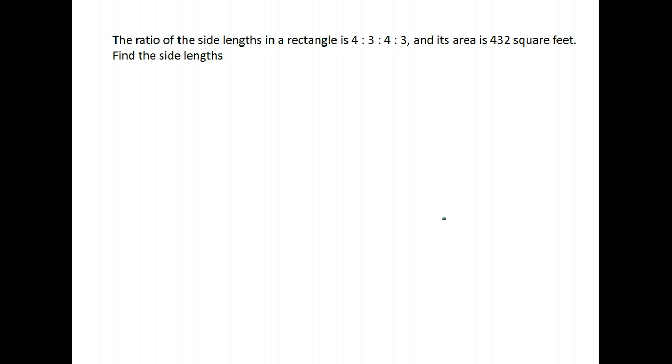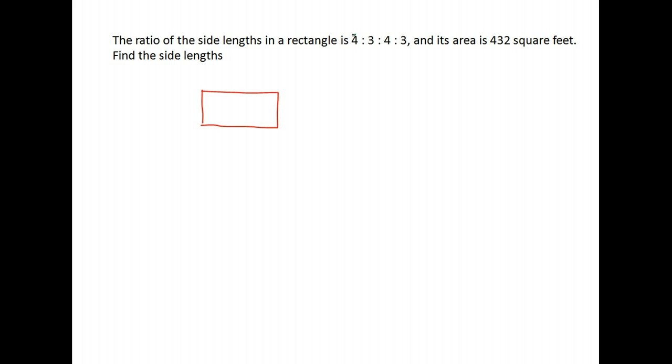Okay, this one is very similar. It's a rectangle instead, however. So let's take a look. The ratio of the side lengths in a rectangle are 4 to 3 to 4 to 3. That's because you have two pairs of equal sides in a rectangle. Let's go ahead and try and draw out a rectangle.